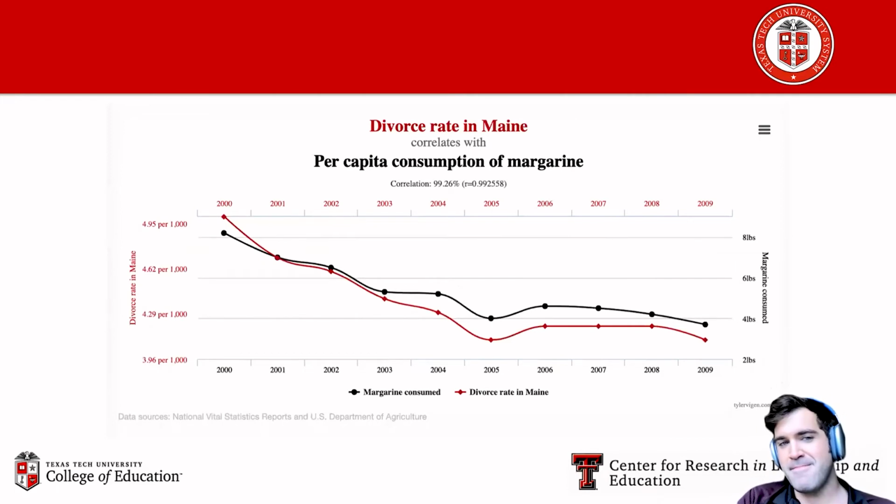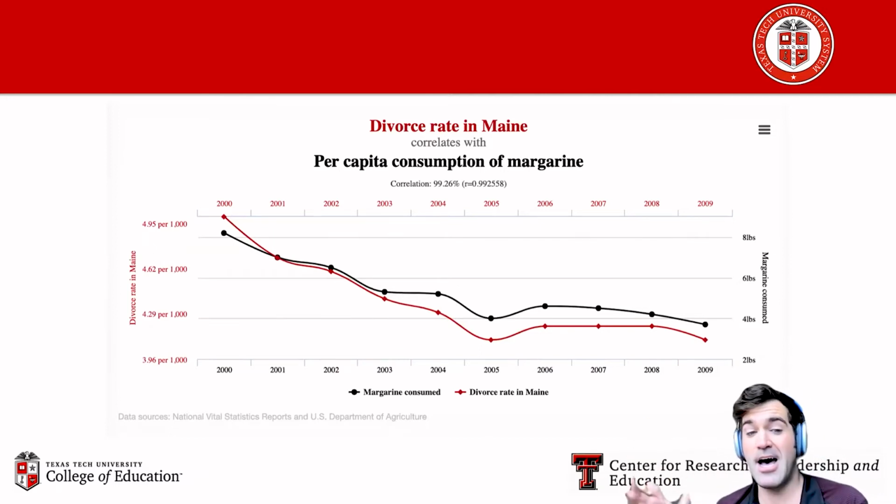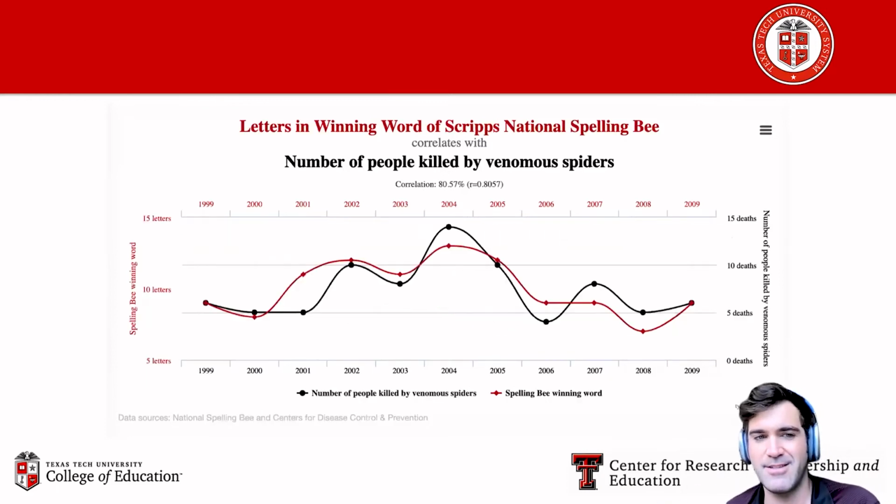Divorce rate in Maine and per capita consumption of margarine. Now, maybe we could try to think about why these two variables might have some sort of relationship, but it is probably the case that we are simply observing just by chance a correlation that exists, and there is not a cause and effect relationship between these two variables. And lastly, letters in the winning word of the Scripps National Spelling Bee and the number of people killed by venomous spiders that year. A strong correlation, but perhaps not exactly a cause and effect relationship.